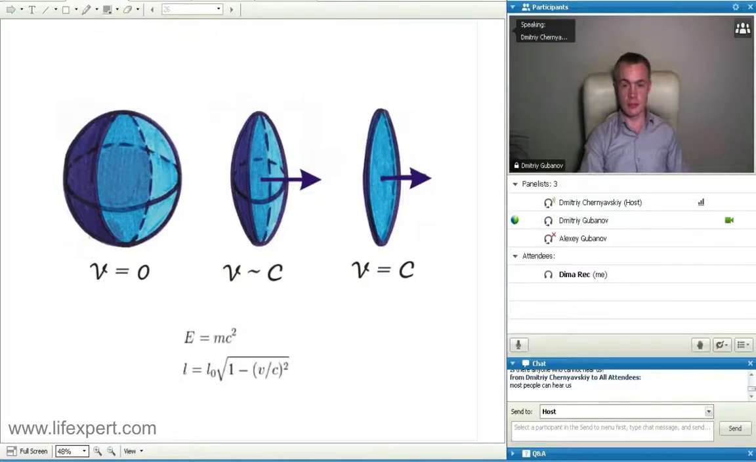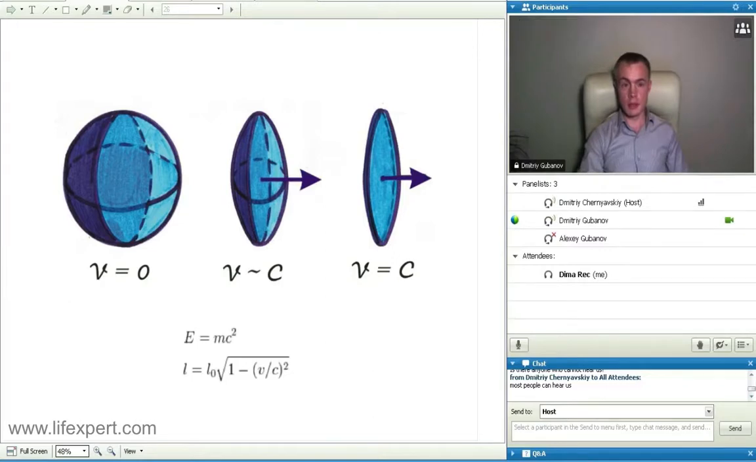Now we will talk about the law of relativity, which has two formulas. This law talks about what happens when we get close to an object that moves with the speed of light.